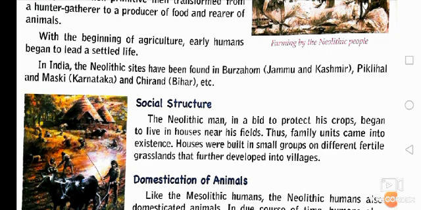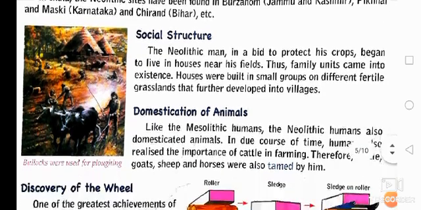Social structure. The Neolithic man, in a bid to protect his crops, began to live in houses near his fields. Thus, family units came into existence. Houses were built in small groups on different fertile grasslands that further developed into villages.